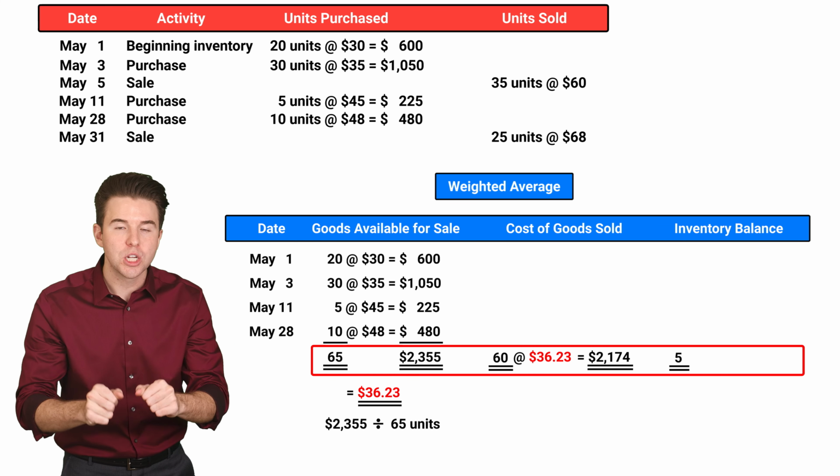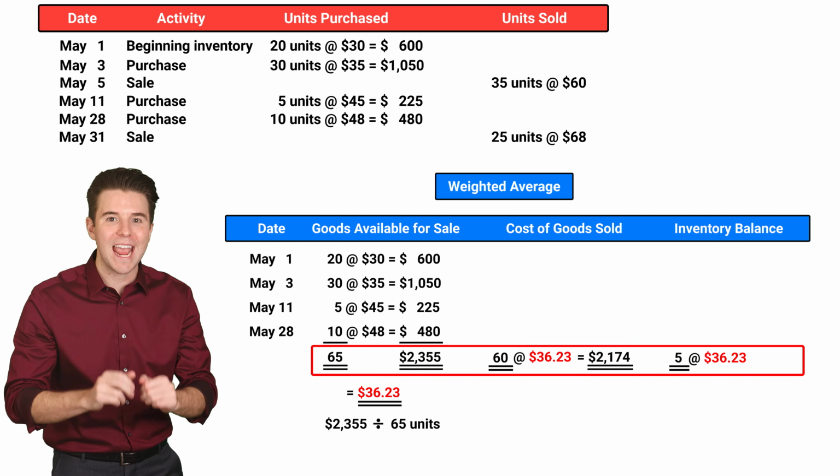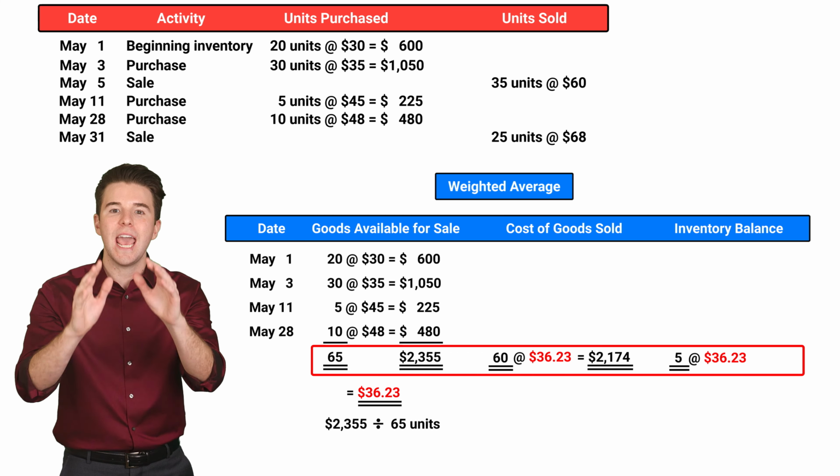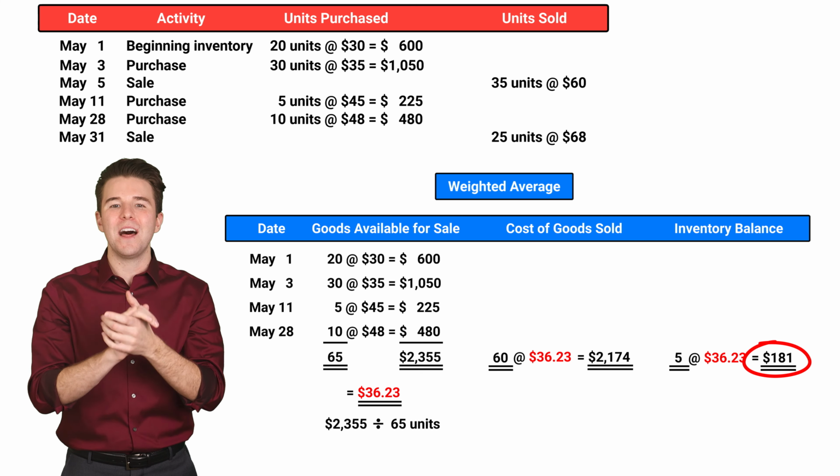Using weighted average, we multiply 5 units by $36.23 average cost per unit to get $181.15, which can be rounded to $181. This amount is reported as inventory on the balance sheet.